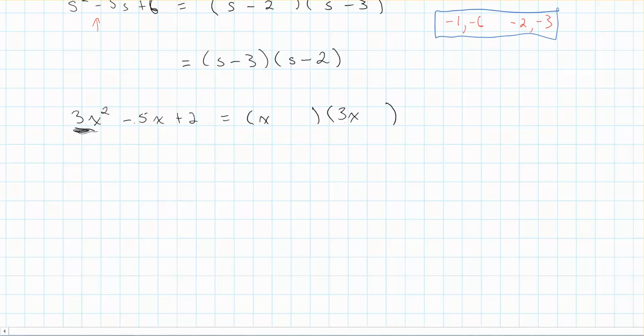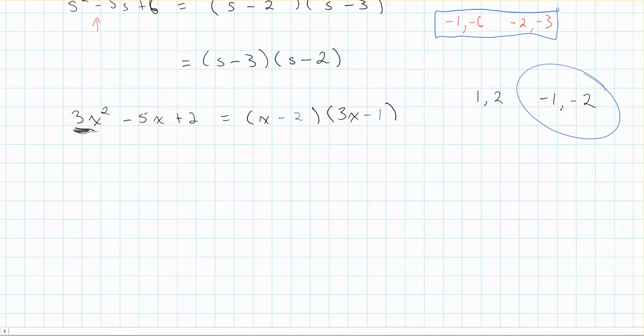Now I've got minus 5x, so again the options for here, I've got 2. Options for 2 would be 1 and 2, and then negative 1 and negative 2. Now I'm going to write a couple things down here. First off, we should decide whether I should use the positive or the negatives. Because I have minus 5x, I should use the negatives. So I'm going to use negative 1 and negative 2. But the issue is, do I write it as x minus 1 and 3x minus 2? Or do I write it as x minus 2, 3x minus 1?